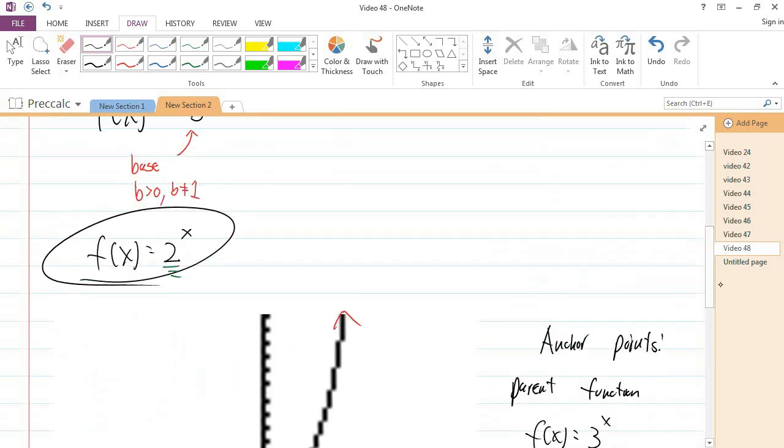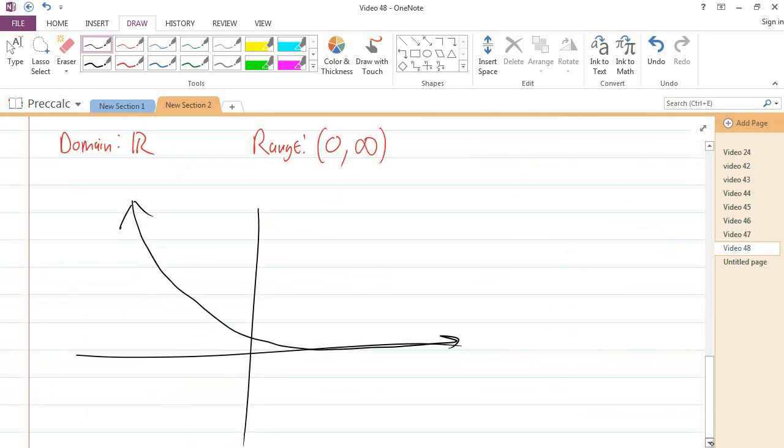If I wanted anchor points, excuse me, for 2 to the x, I would use the same 3 x values and plug them into here. So when x is 1, y is 2. When x is 0, y is 1. And when x is -1, y is 1/2. Okay? We'll use this anchor point stuff tomorrow when we graph exponentials.